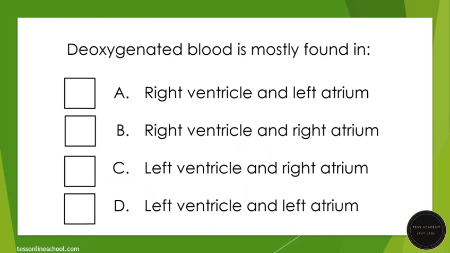Now, let's put our knowledge to the test from what we have learned in the video and apply it to these two questions over here. Firstly, we're going to start with a multiple choice question. Deoxygenated blood is mostly found in A. Right ventricle and left atrium, B. Right ventricle and right atrium, C. Left ventricle and right atrium, or D. Left ventricle and left atrium.